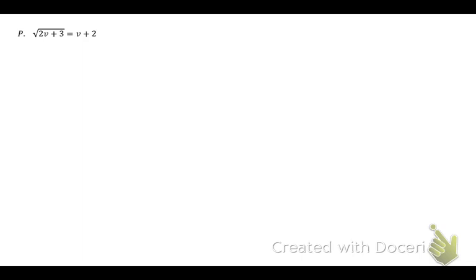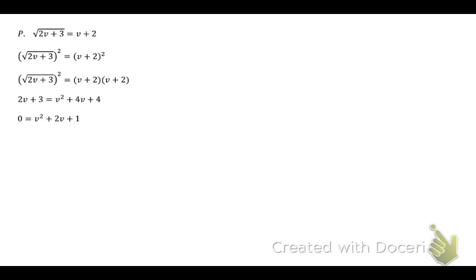Yeah, let's do this one. So I'm going to square both sides. Remember, you have to put that out into parentheses. So you get v squared plus 4v plus 4 equals 2v plus 3. Subtract that over. So v squared plus 2v plus 1. So that's v plus 1 and v plus 1, which means v equals negative 1. Plug it in, and you get 1 equals 1.